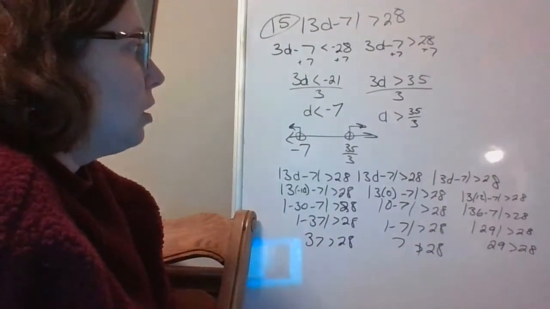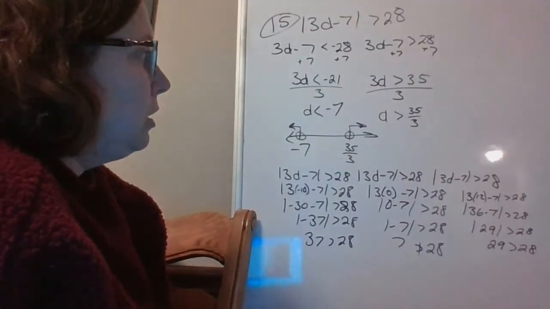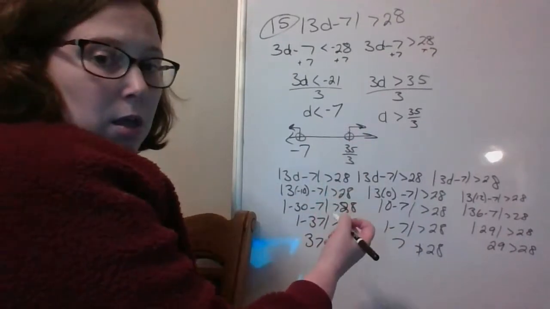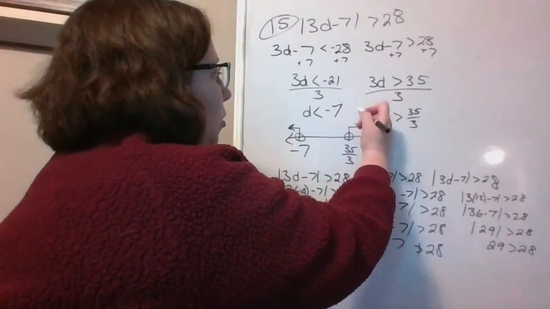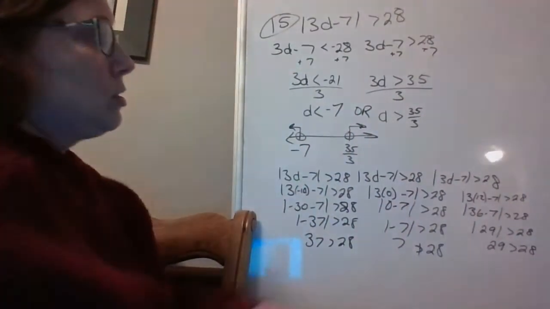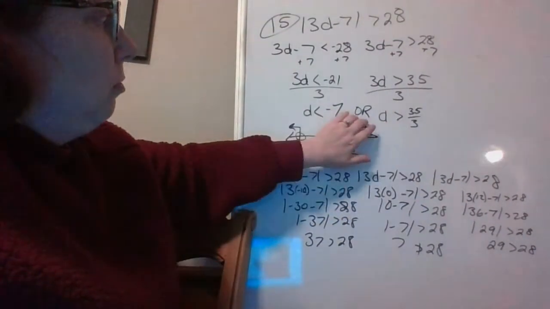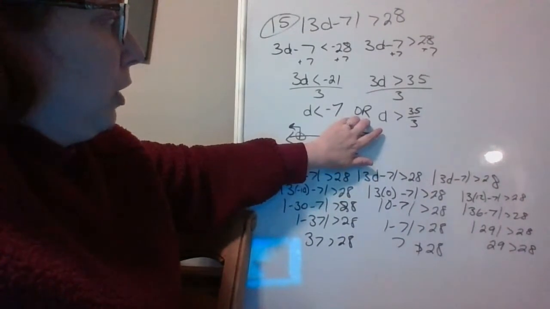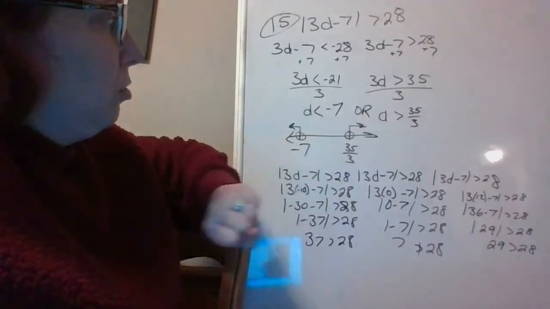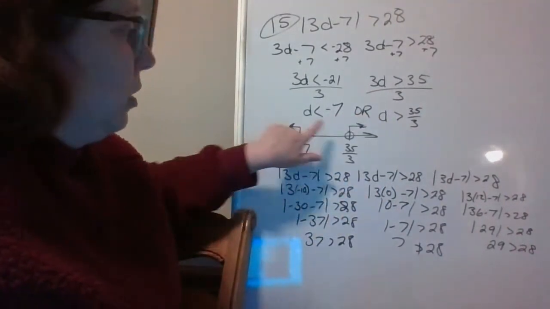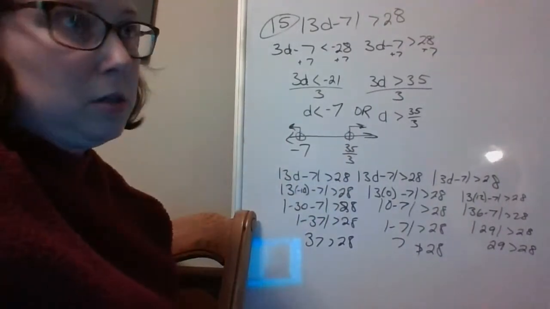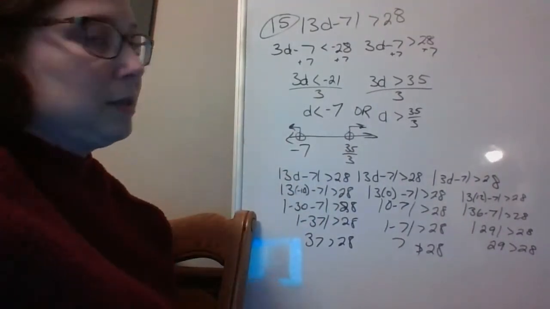So we are good to go with our solution set of D is less than negative 7 or D is greater than 35 thirds. Make sure you do write that "or" in there so that it stands out that this is an or, and your graph also shows that it is an or because your arrows are pointing out.